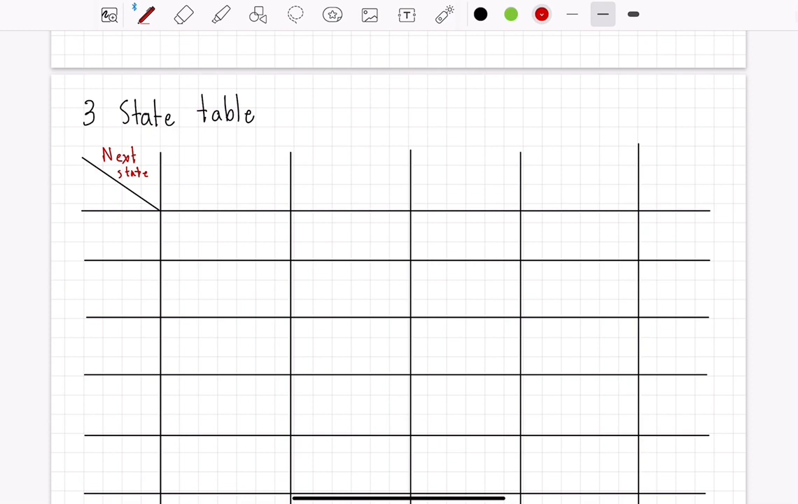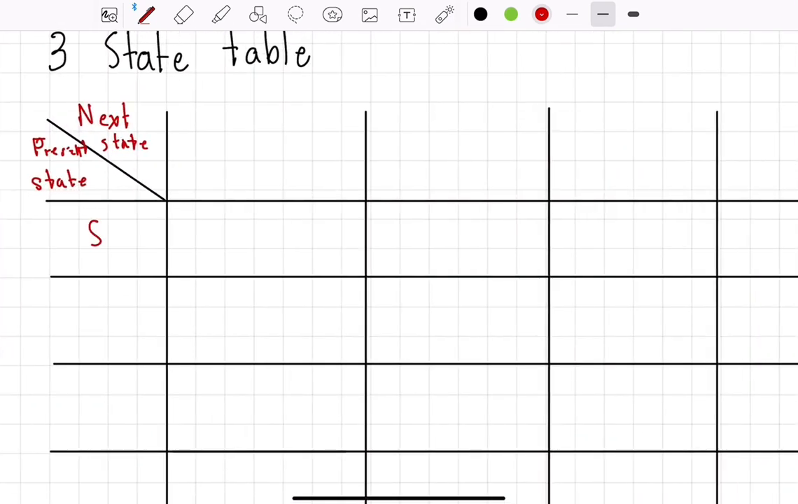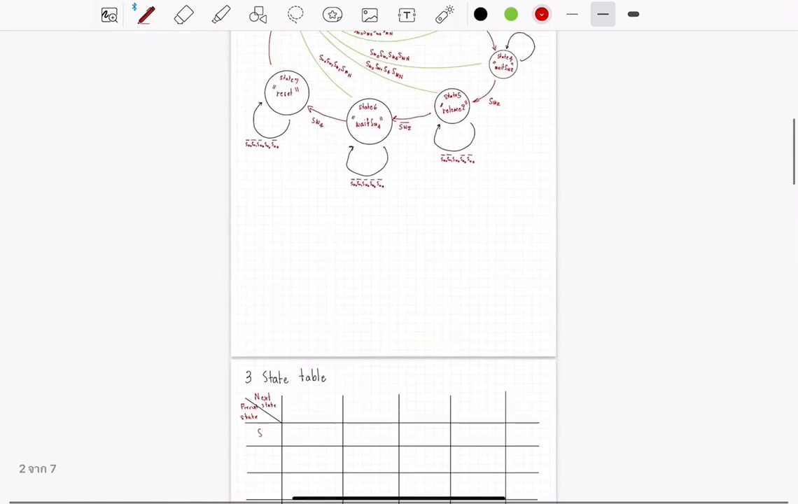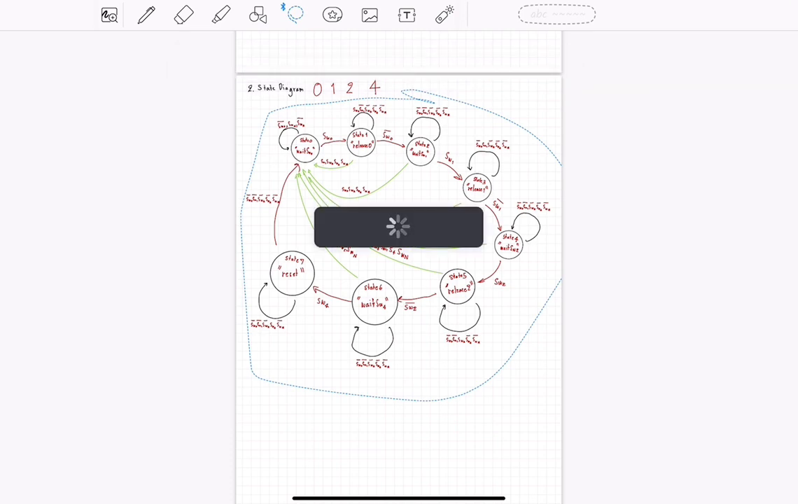Next state, present state. That is, present state means state 1, state 2. Sorry. We have, you know that, I copy it to look easy. Okay.